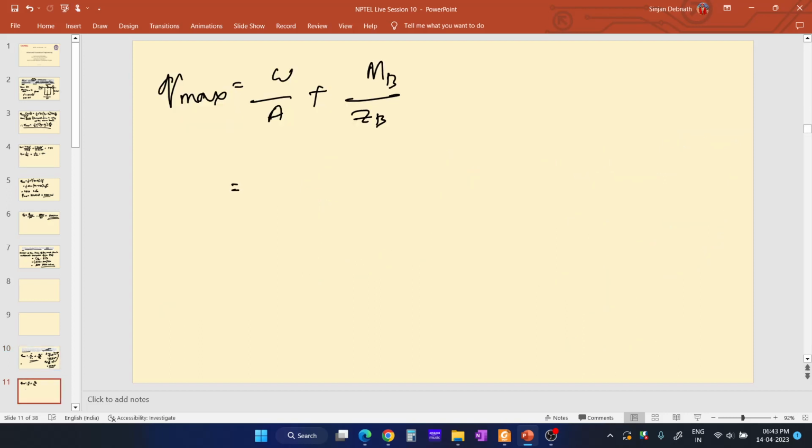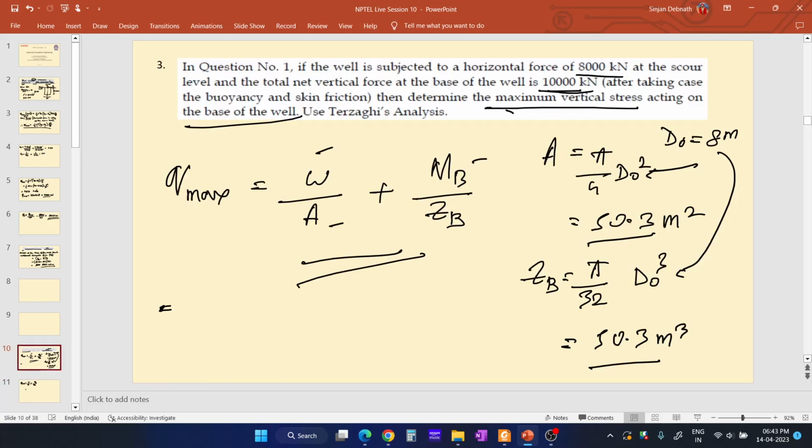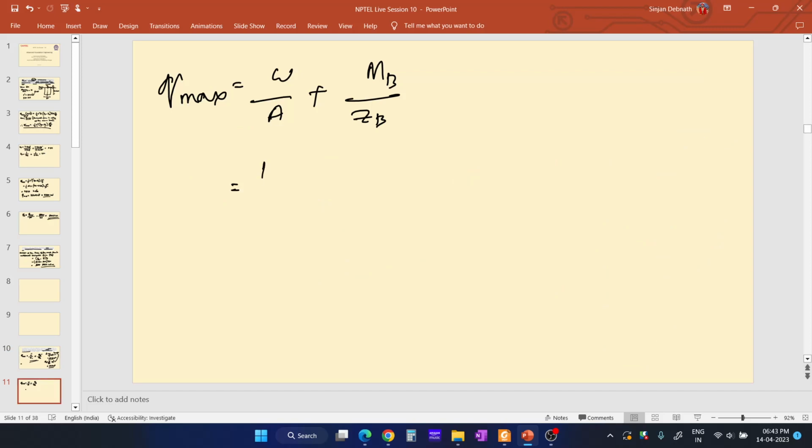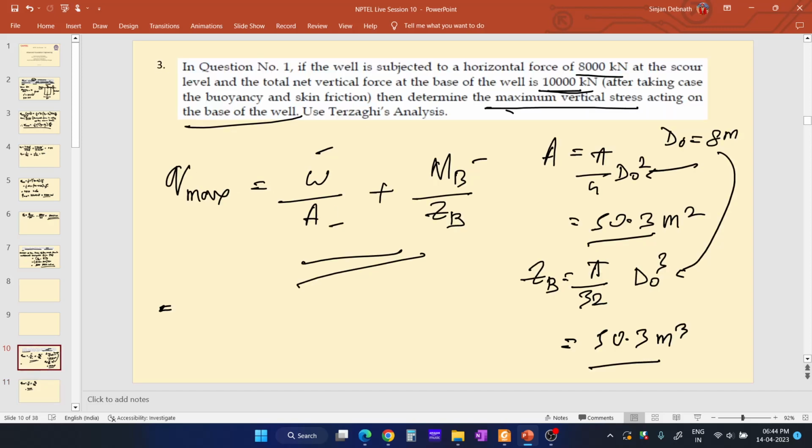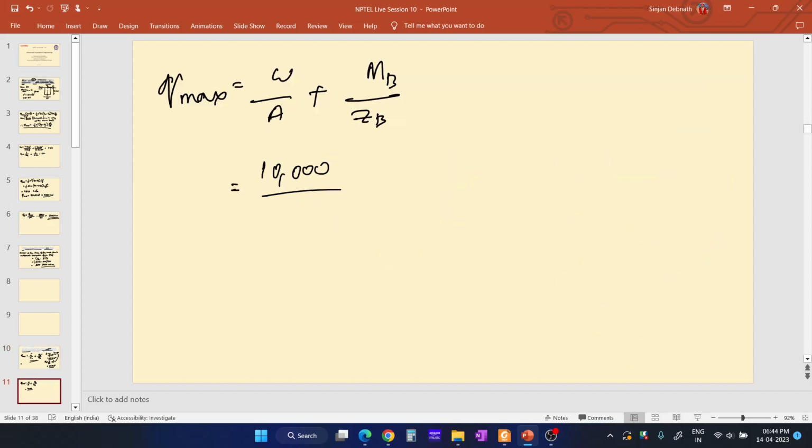So W is the vertical load. How much is the vertical load? It is 10,000 kilonewton net vertical force. 10,000 kilonewton divided by area. How much is the cross-sectional area? It is 50.3. So 50.3 plus MB.